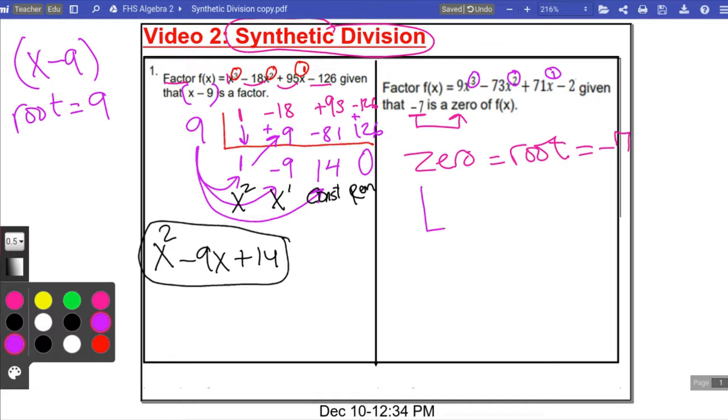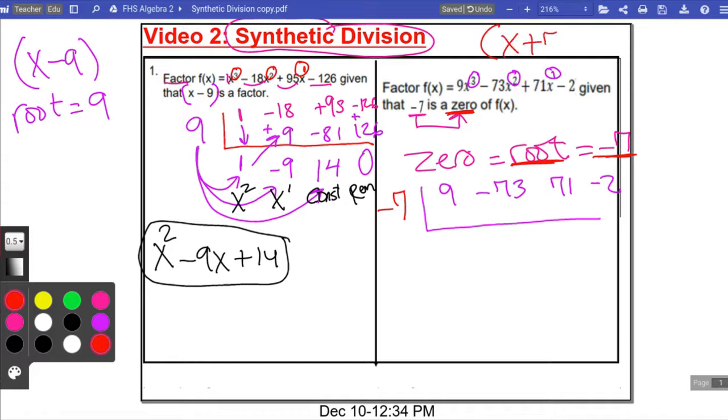So make our thing. We have the 9 here. We have the negative 73 here. We have the 71 here, and then we have the negative 2 here. Am I going to flip the negative 7? No, because it's already given. It's the 0, which is the same thing as the roots. You just keep it as it is. If it was in parentheses, it would be plus 7. This would be the factor. But since they give it as the 0, they already did the reverse for us.